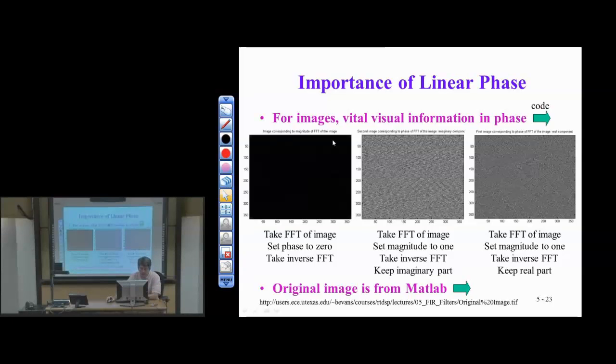Okay, the second case, I take the same thing, take the fast Fourier transform of the image, set the magnitude to 1, take the inverse FFT, but now I have a complex result. I have a complex valued image, and I plot the imaginary component.